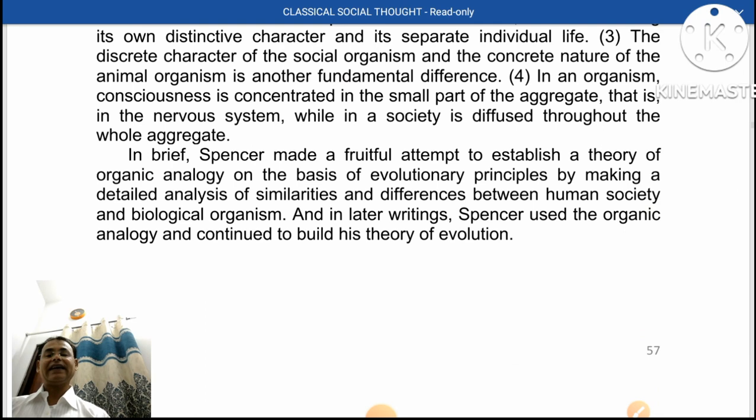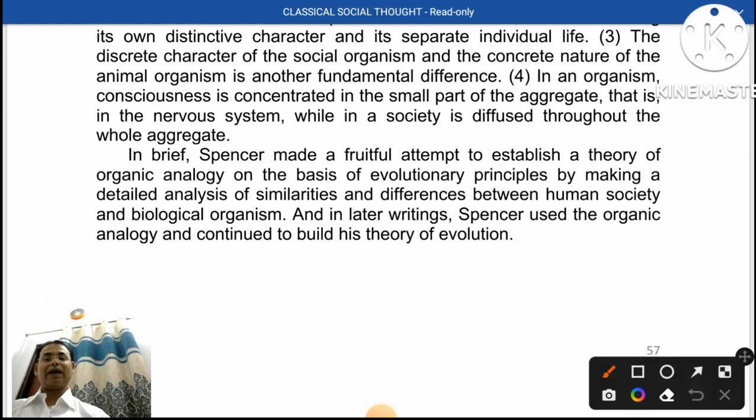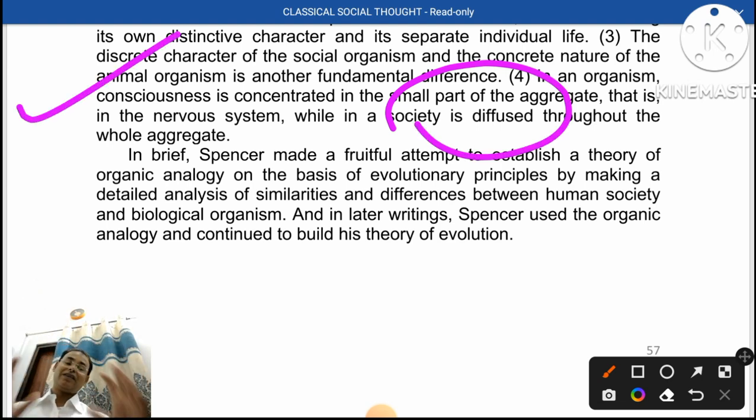The discrete character of the social organism and the concrete nature of the animal organism is another fundamental difference. In an organism, consciousness is concentrated in a small part of the aggregate, that is, in the nervous system, while in society it is diffused throughout the whole aggregate. You must remember this; it can be asked in UGC NET for the concept.